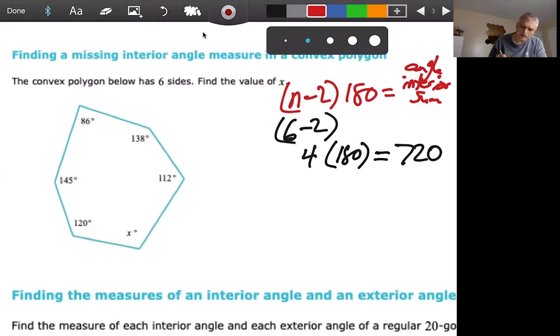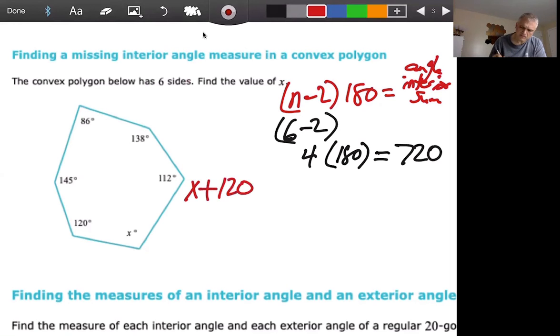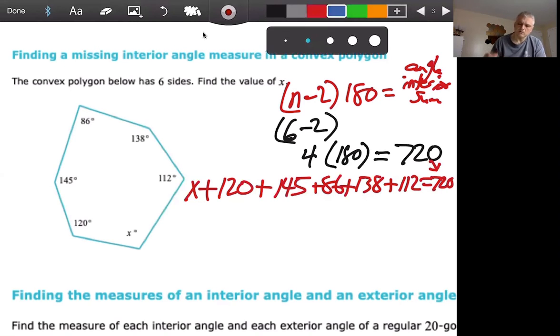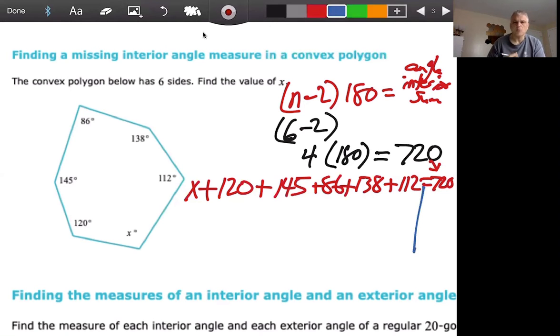So now I'm going to do what I did with that previous one. I'll write it out algebraically for this one. So x plus 120 plus 145 plus 86 plus 138 plus 112 equals the entire sum, which we just figured out is 720 degrees. So step one, we have to know the sum of all the interior angles, and then step two, we could subtract the ones that are not x.